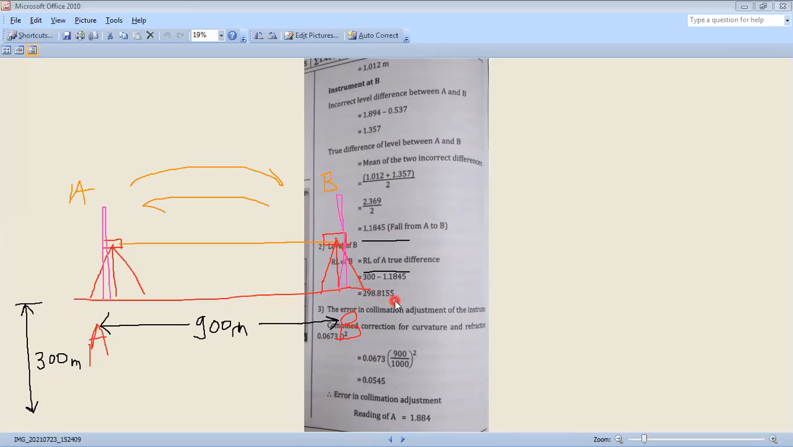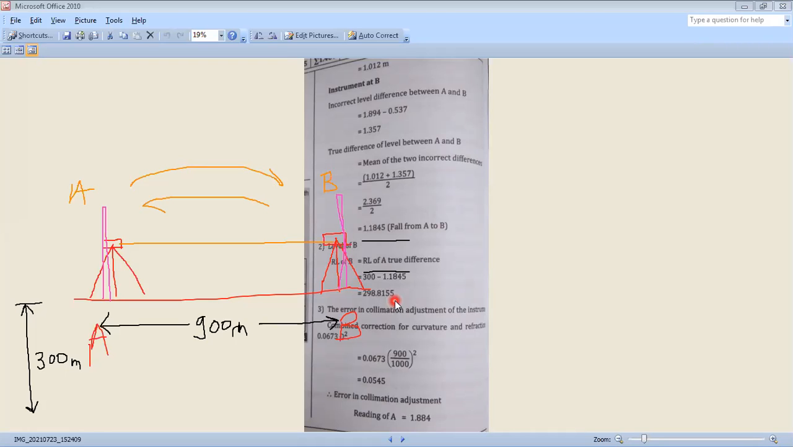Now in the third step, which is the most important step, you are going to calculate the error in collimation, right? Because the earth has a curvature, you also have the error of curvature and refraction. What is meant by refraction? When the light rays are passing horizontally, they get refracted and you get a slight error in the reading. That is known as refraction. And what is curvature? The slight curve of the earth is nothing but the curvature. So these two errors are there, error for the curvature and error for the refraction.